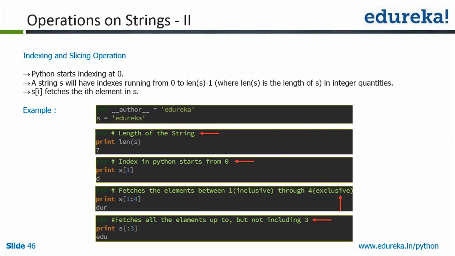Now, indexing and slicing operation. You have already seen how to access elements from a list, specifying the position of those elements. So it starts from 0 and goes to the length of the string minus 1. And similarly, you could slice a piece of text from a string, specifying the start and the end position, or you could leave the start position and specify the end position, or specify the start position and leave the end position, and vice versa.